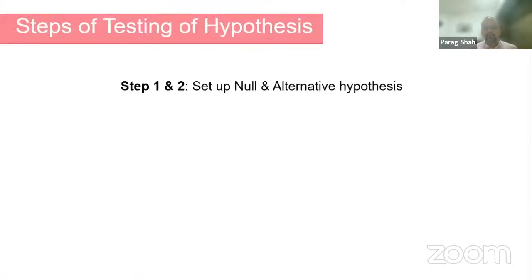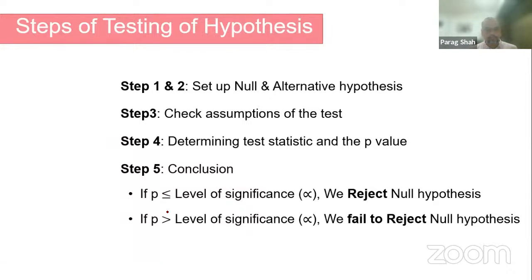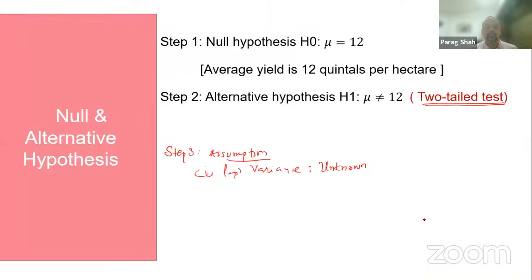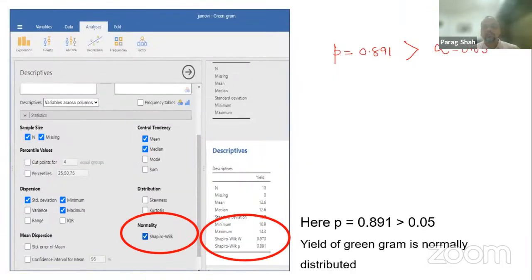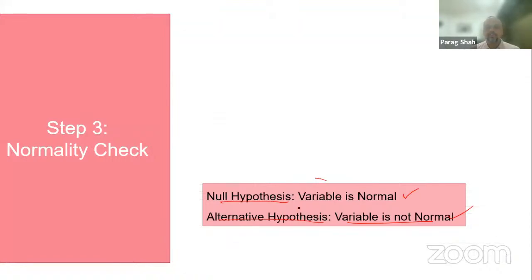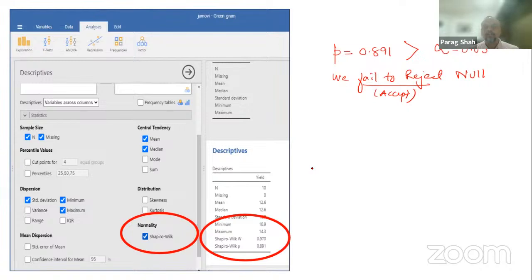Now recollect this part. This is greater means what? Greater means we fail to reject. We fail to reject means we accept. So here also, we say P is greater than alpha, so we fail to reject the null hypothesis. Fail to reject means we accept. And what was our null hypothesis? Here, the variable is normal. Therefore, my yield variable is normal.